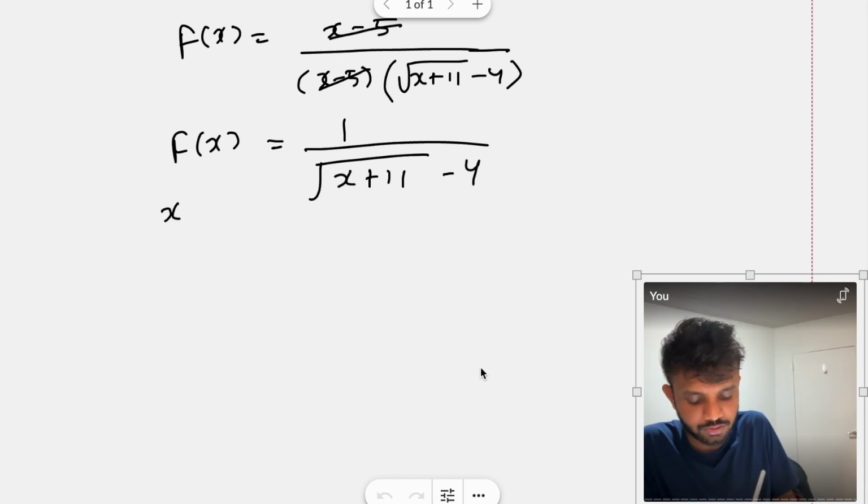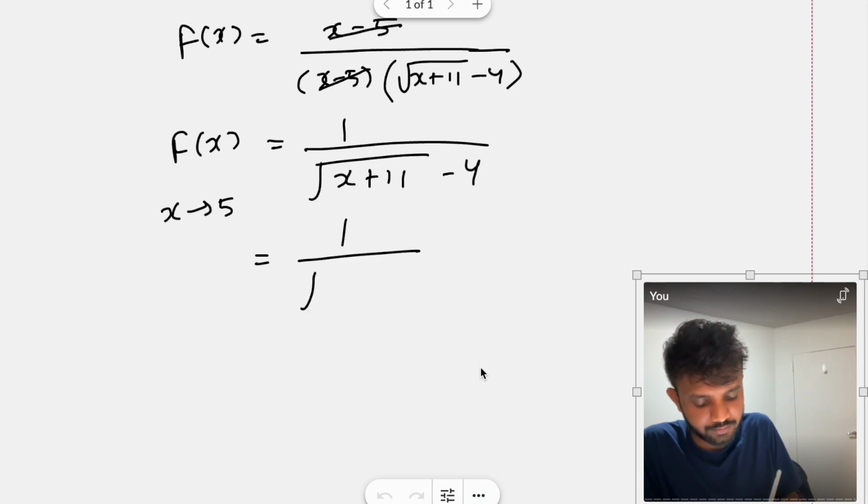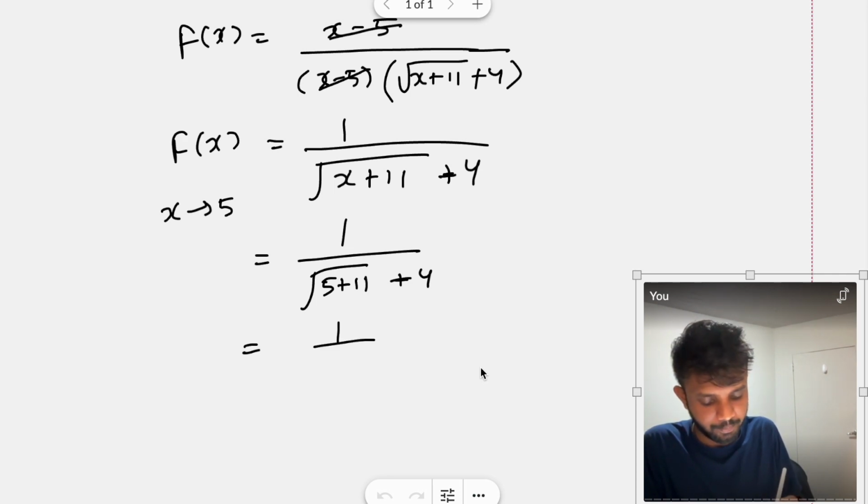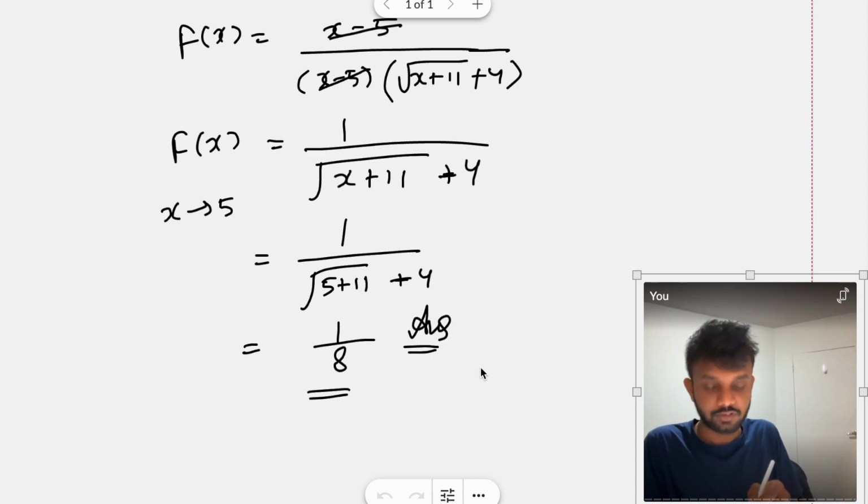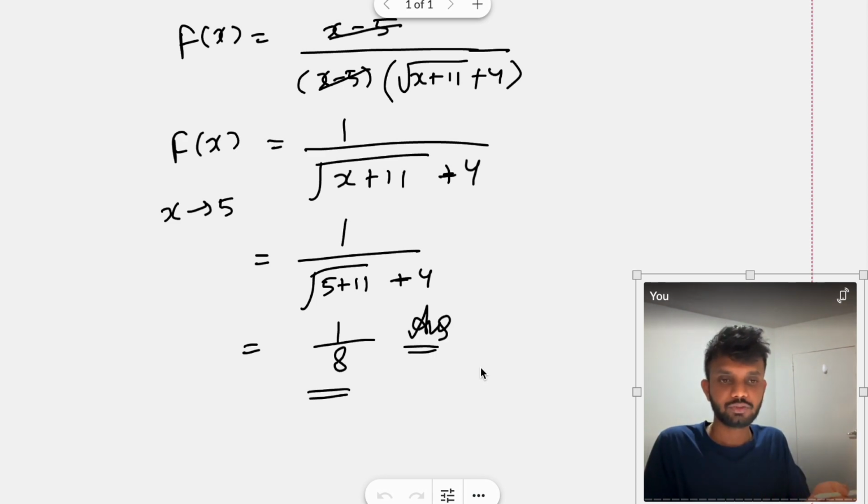Now for x tends to 5, if I simplify this, if I put the value of 5, this will be 5 + 11, and, sorry, this will be plus, right? We are multiplying with the plus, so plus 4. So this will be 1 over 4 + 4, so that will be 1 by 8, the answer, right? So this will be my limit of f(x) when x tends to 5.